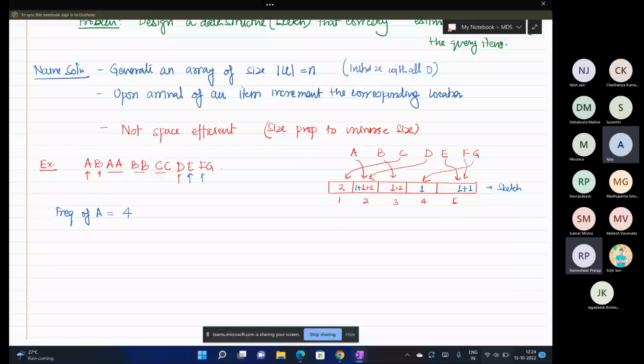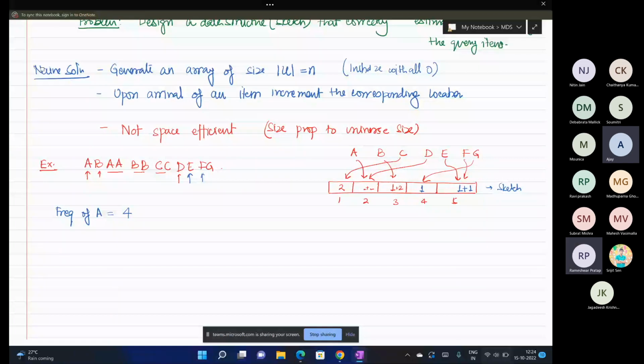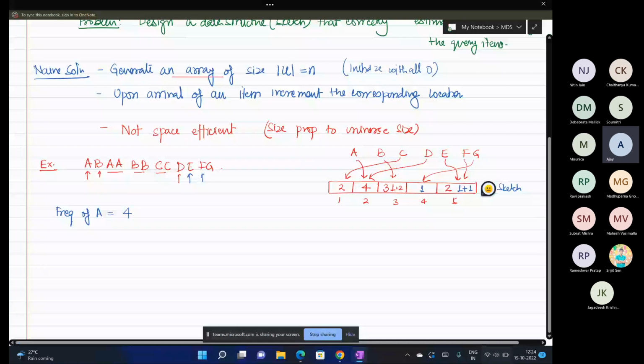So this is basically 1 plus 2 plus 2, which is 4. So in this bin, we'll have 4. This will have 3. This will have 2. Right. So finally, this will be our sketch.